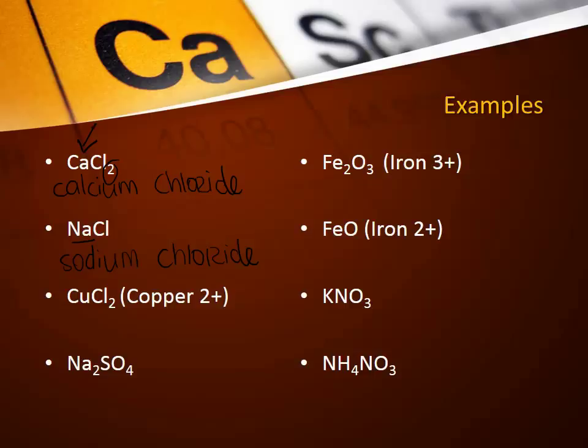Copper is a transition metal, but they told us our charge is 2+, so that's going to be copper 2, because that's our charge, chloride. Down here we have sodium, but you'll notice it's not just one nonmetal. On your common ion sheet, though, you'll find this is called sulfate. And this compound, therefore, is sodium sulfate.